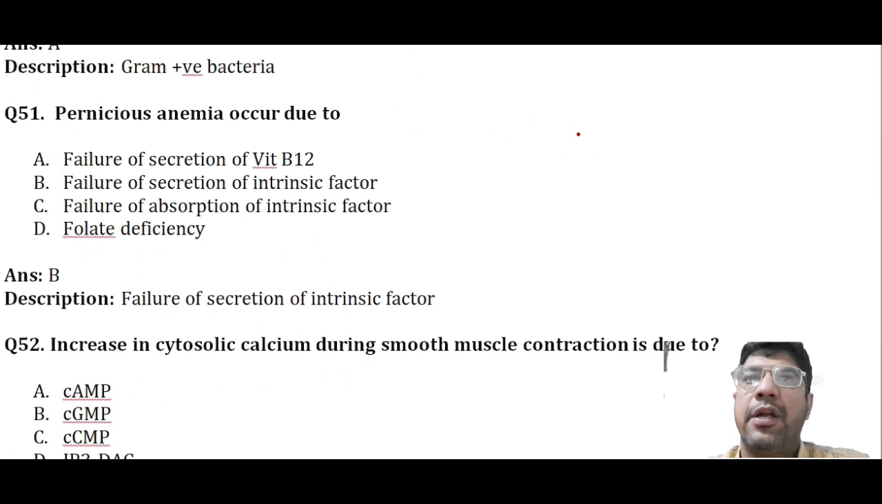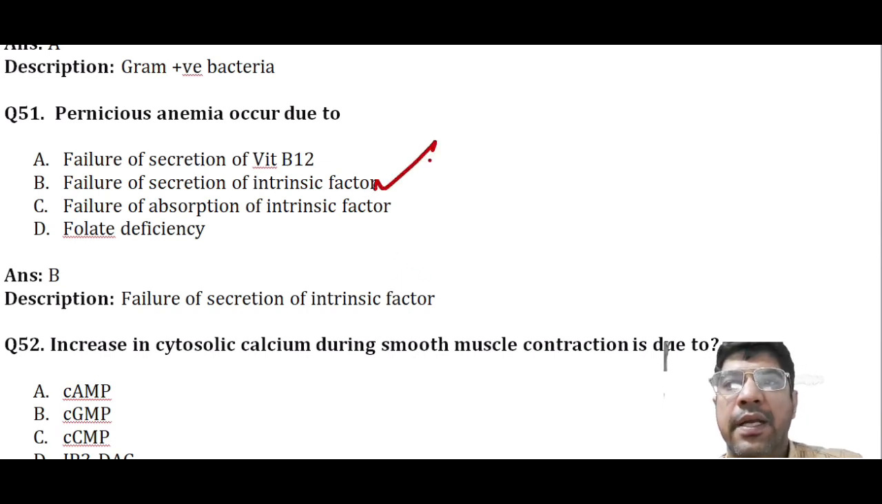Pernicious anemia occurs due to failure of secretion of intrinsic factor. This question was already discussed. The answer is B.